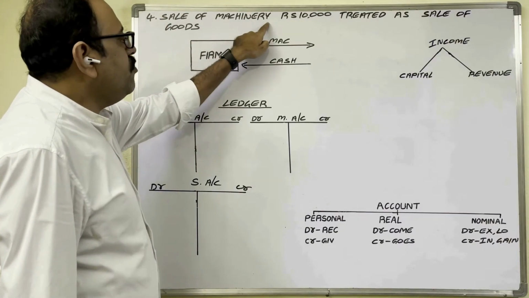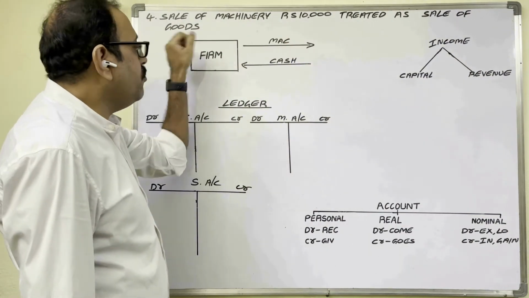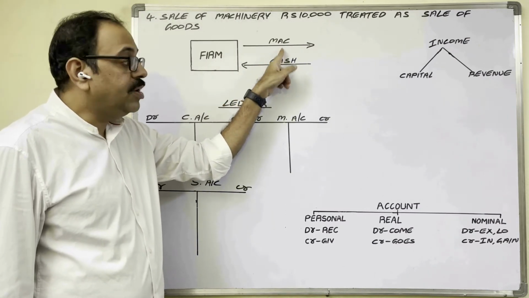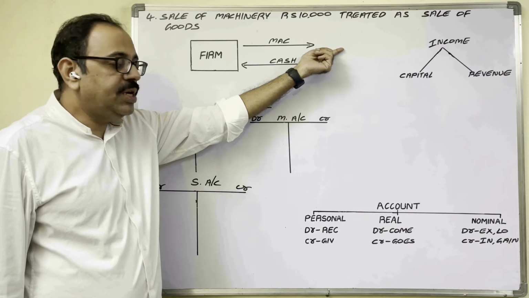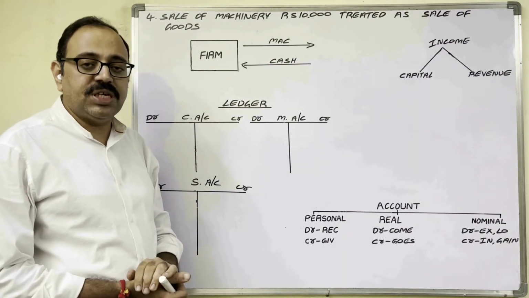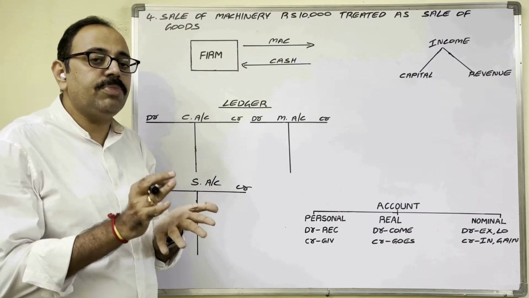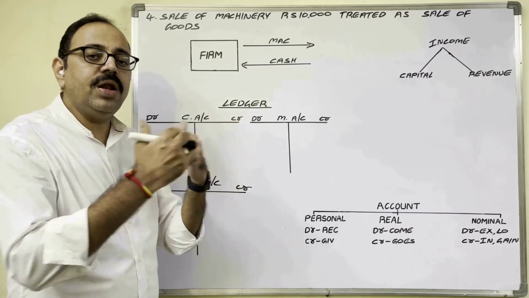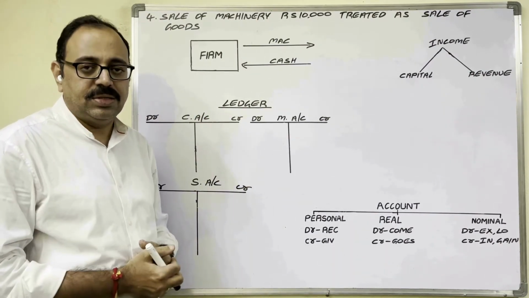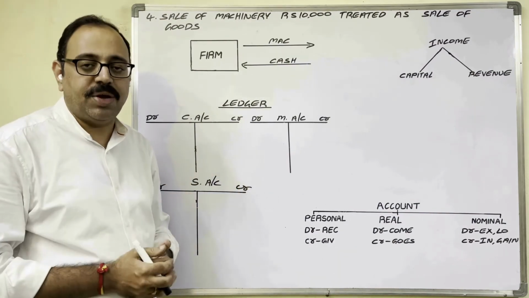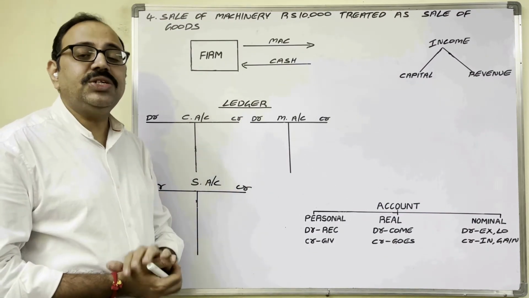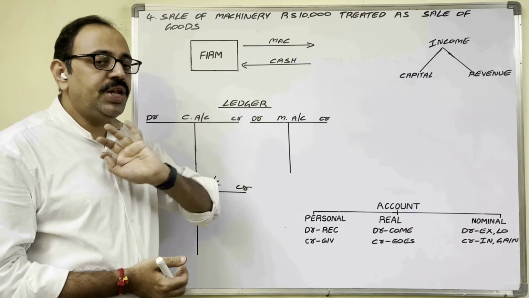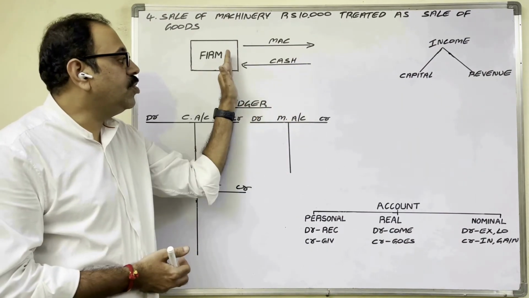Fourth point: sale of machinery 10,000 rupees treated as sale of goods. The firm sold machinery. To whom? The buyer's name is not given, so the meaning is this is a cash sale. If the buyer's name is given, then the firm wants to remember the buyer's name in the books, because the firm sold goods or an asset to him on credit. In future, from that person we should collect that amount, so we should remember his name. If the buyer's name is not given, then we sold this machine for cash. So we need not remember the buyer's name. Cash is coming to us on the same day.